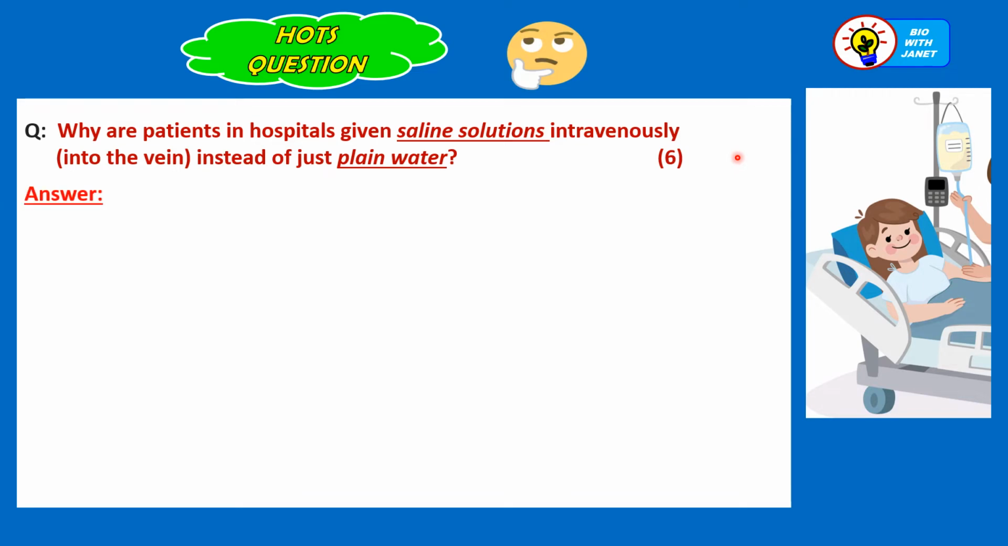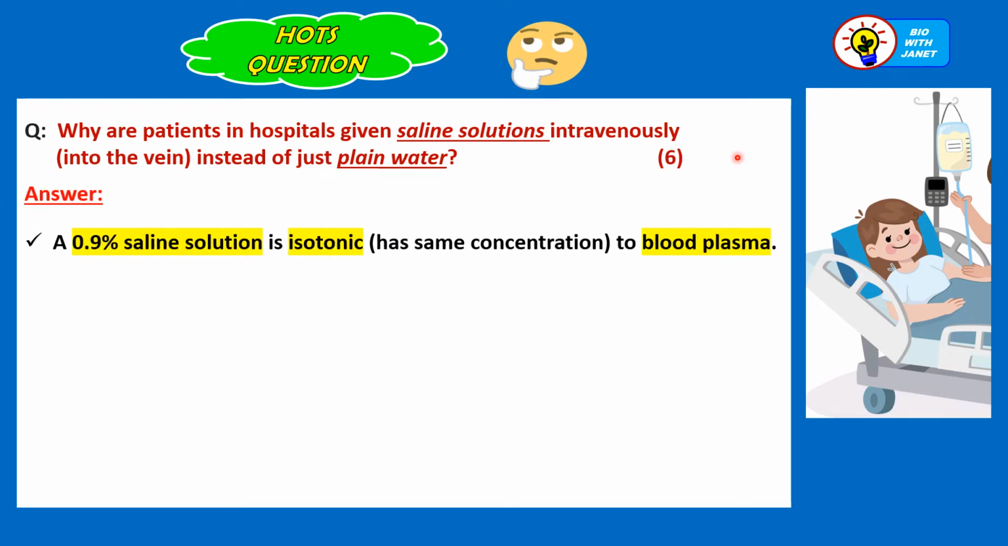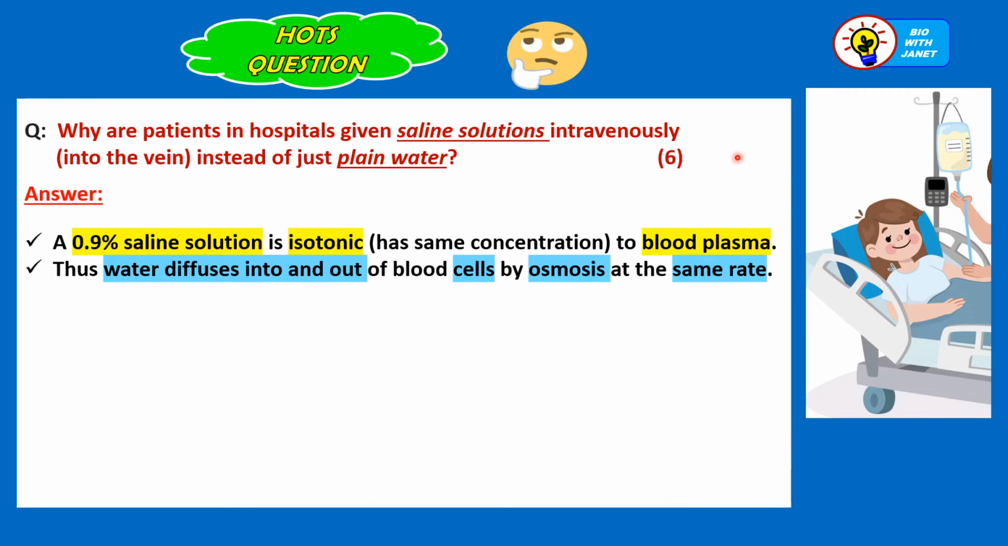So first we must mention what the saline solution is like. A 0.9% saline solution is isotonic. That means it has the same concentration as the blood plasma. So it's isotonic to the blood plasma. That is the one that's used by the hospitals. 0.9% saline solution. Not any percentage, but it must be 0.9%, around that. Thus, water diffuses in and out of the blood cells by osmosis at the same rate.